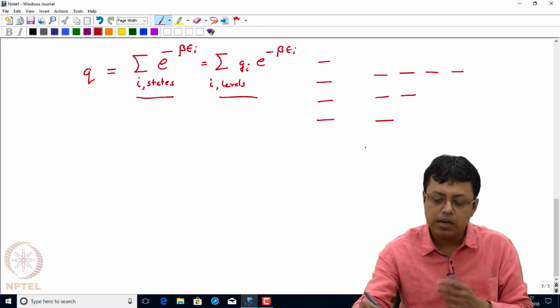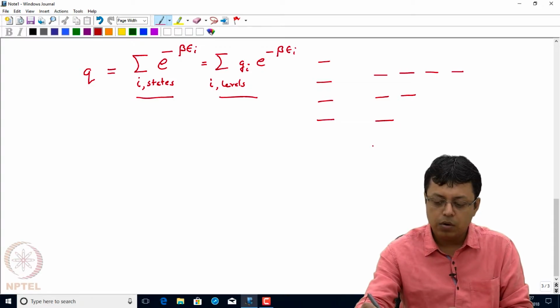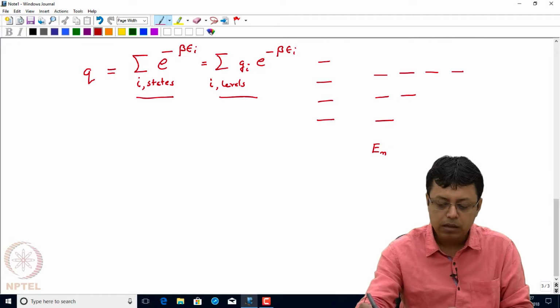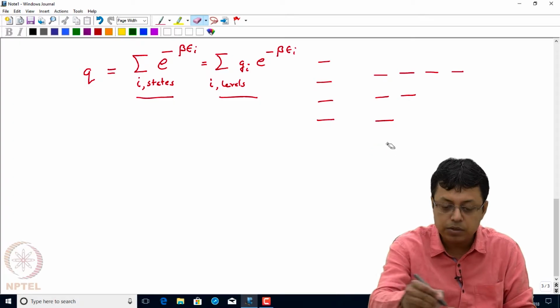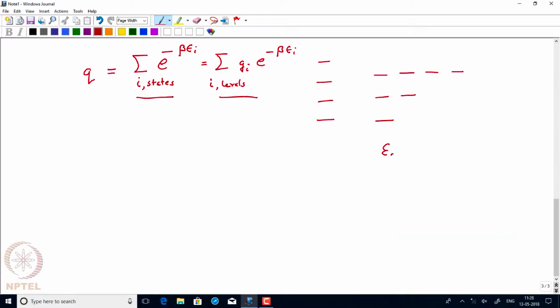For a particle in a 1D box, or a 3D box, suppose this is a cubic box. The total energy, and I am using the epsilon notation here, is given by n squared h squared by 8 m L squared. But in this case it will have three quantum numbers: (n_x squared plus n_y squared plus n_z squared) h squared by 8 m L squared, where L is the length of the box and m is the mass of the particle.